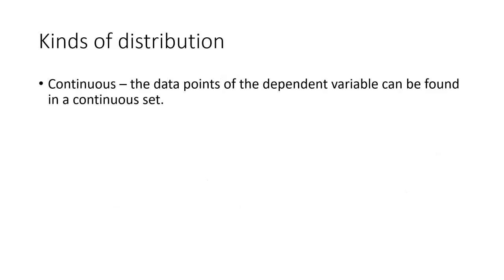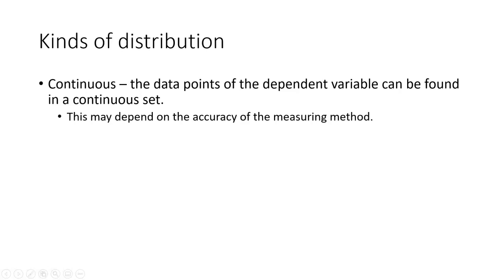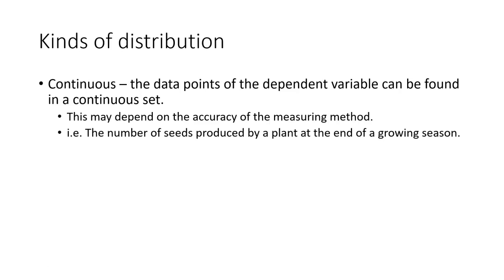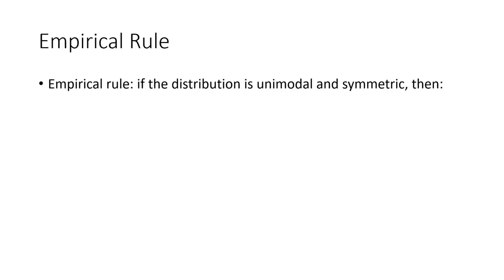There are different kinds of distributions. One type is a continuous distribution. In the continuous distribution, the data points of the dependent variable can be found in a continuous set. This may depend on the accuracy of the measurement method, i.e. the number of seeds produced by a plant at the end of the growing season. These are whole units, but there is an infinite number of possibilities. When we look at distributions, the most common distribution that is talked about is the normal distribution.